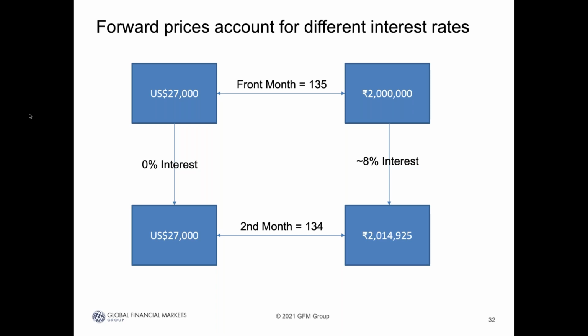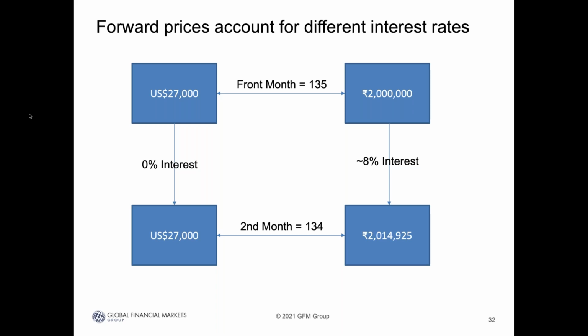If I have 27,000 US dollars and I put it in the bank, right now, banks are paying nothing on my dollars. So in 1 month, I'm going to have $27,000. On the other hand, if I have 2 million rupees and I can earn, say, 8% interest on that, well, in 1 month, my 2 million rupees is going to be 2,014,925 rupees. And now, if I'm going to say that those are going to be equivalent, again, 1 month from now, the exchange rate of those 2 is at 134. So that's what's called a forward exchange rate. And you see it reflected in futures exchange rates. What that represents more than anything else is a difference in the interest rates between the 2 currencies.